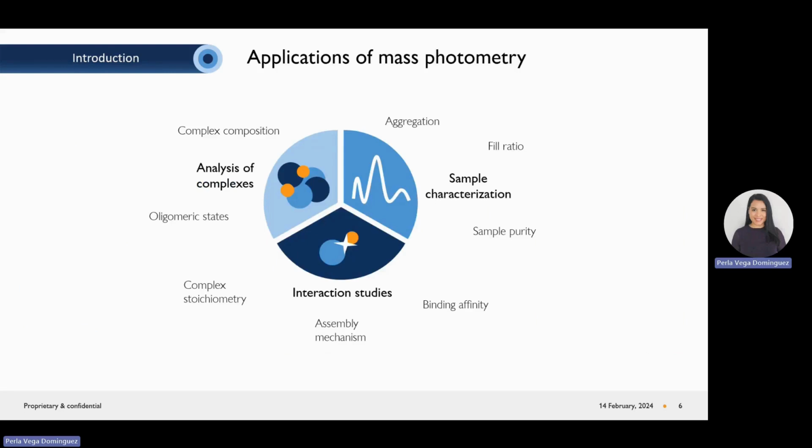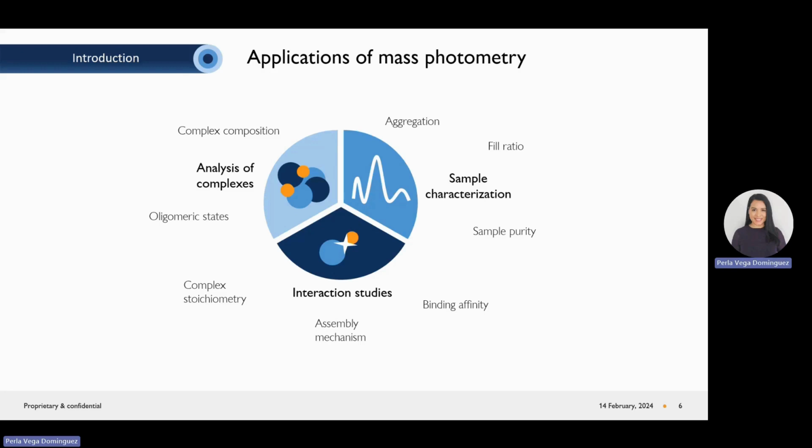Because mass photometry measures mass, this makes it a very versatile technology, as mass is a universal property. This versatility is a major strength because mass photometry can provide useful information on many different types of samples, so it can be used in many different ways.